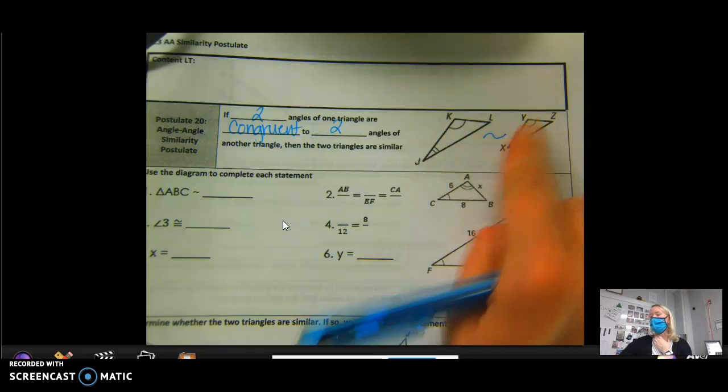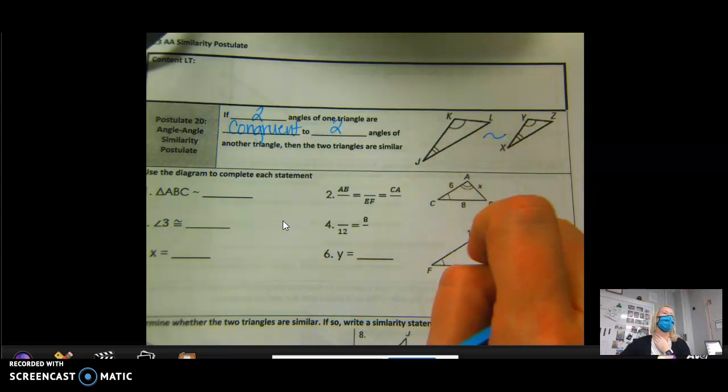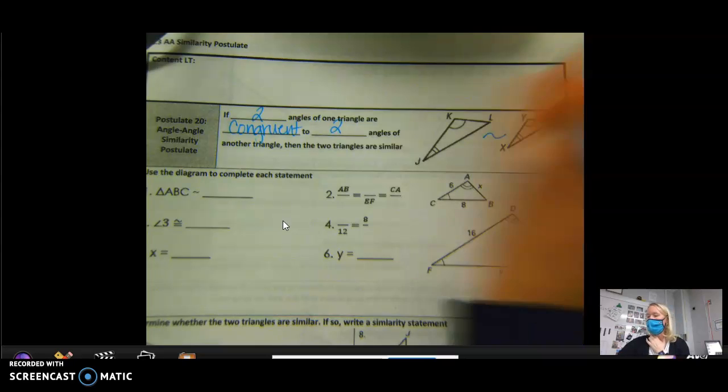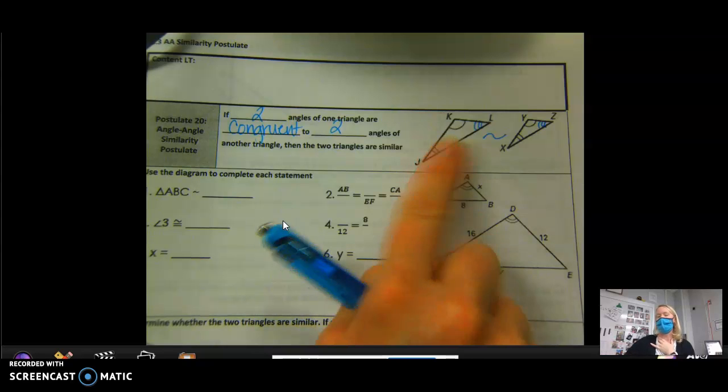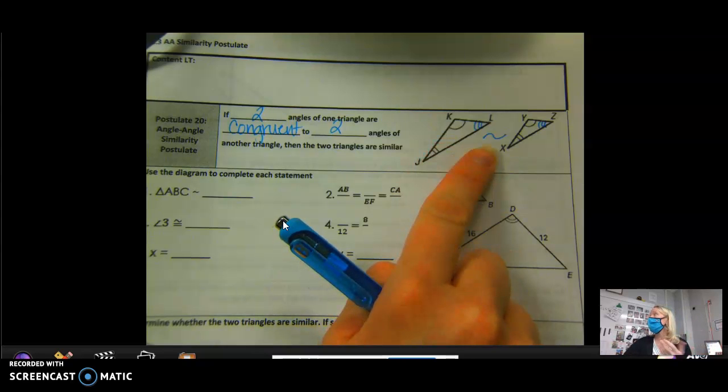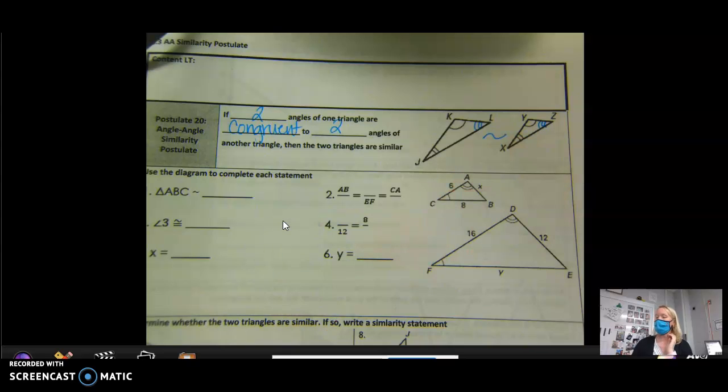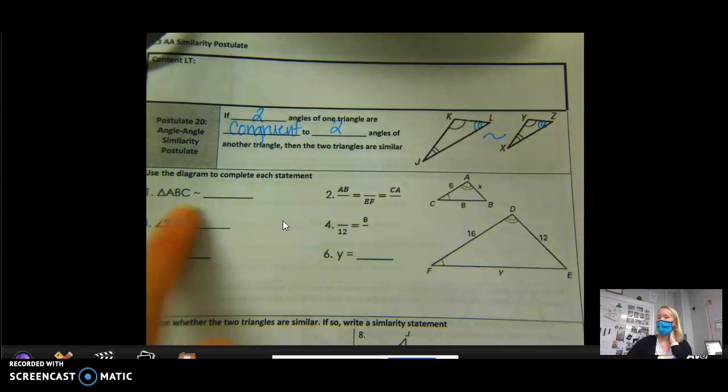Because these two triangles are congruent, who remembers from last unit what else we know? The third angle is congruent also by the third angles theorem. That was in the last unit. So we actually know that all three angles are congruent to all three angles, but we only need to know two, because that in turn tells us the third one, and that also tells us that they are similar.